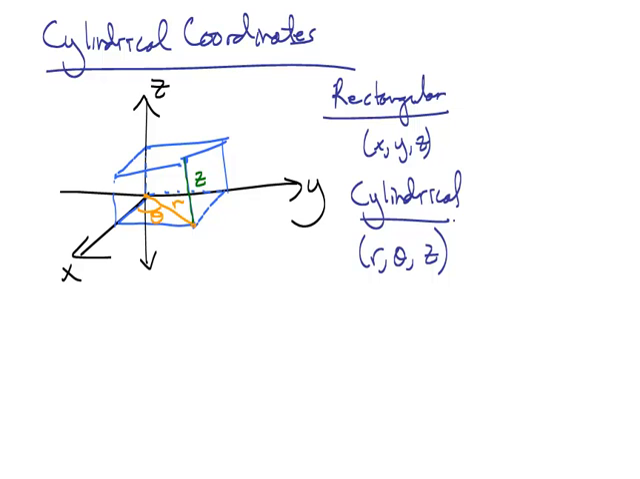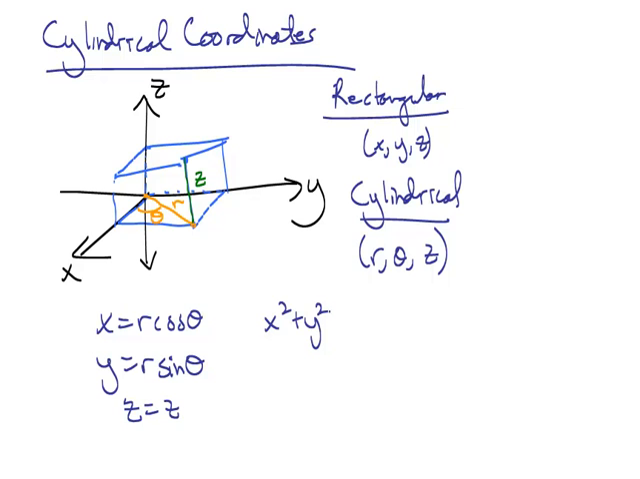So we just add the z in. The z is the exact same as it is in rectangular. So we still have those same conversions then. x is equal to r cosine theta, y is equal to r sine theta, z is equal to z, x squared plus y squared equals r squared, and tangent of theta is y over x.